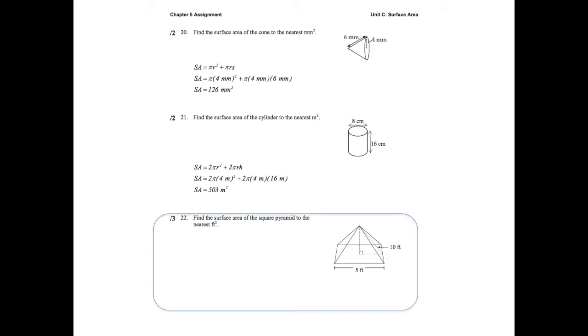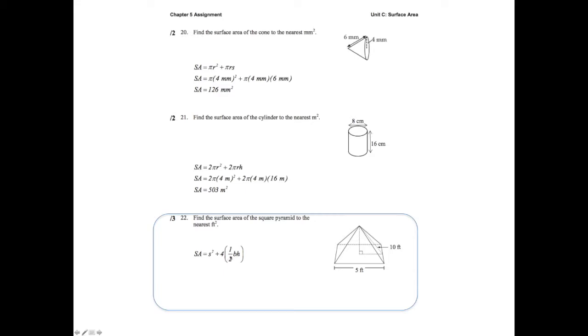As we move on to the next question, question number 22, we'll be looking to find the surface area of the square pyramid to the nearest foot squared. So the first thing we're going to do is calculate the base of the pyramid, which is simply side squared. So we have 5 times 5, and that's going to give us the area of the bottom of the pyramid. Then we're going to add 4 times 1/2 times base times height, which is going to give us the surface area for each of the 4 triangles that are all equal to each other.